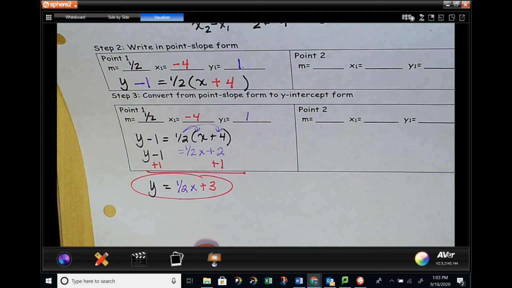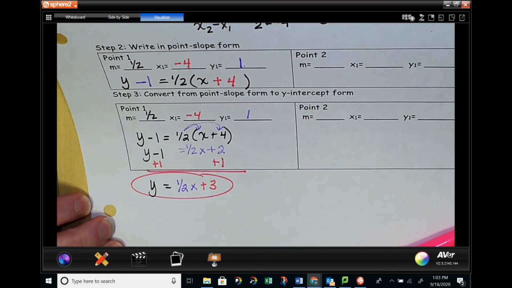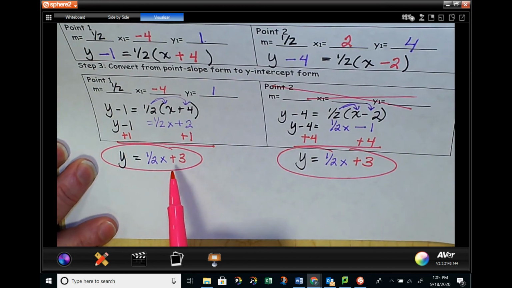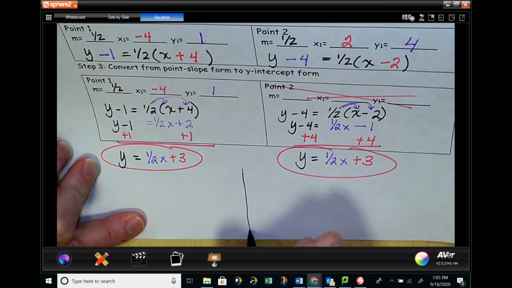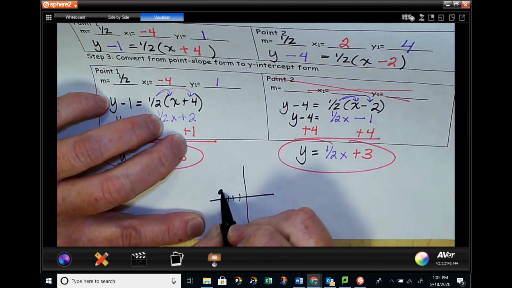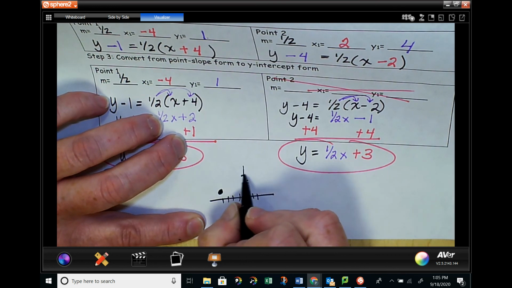I want you to pause and try to do the other one. I want you to actually pause so you can see if you get the exact same thing. So definitely pause and try to do point 2 and see what we get. Okay, if you look at what I did, notice they're exactly the same thing. This is your little check to see if you got them right.